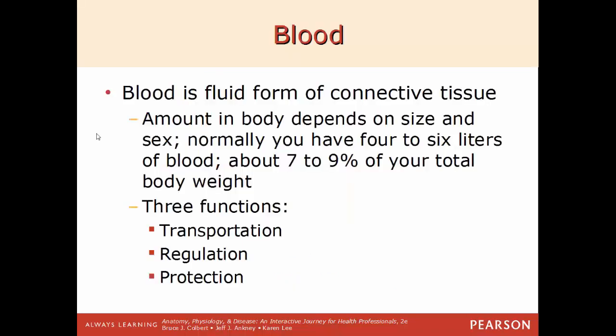Okay, now we'll move on to our next major topic for this chapter in the cardiovascular system. We'll talk about blood. Now, blood is a fluid form of connective tissue, and the amount of blood that you have will depend on your overall body size and your sex. Normally, you should have about 4 to 6 liters of blood, and it will equal roughly 9% of your overall total body weight. And the blood has 3 main functions: transportation, regulation, and protection.